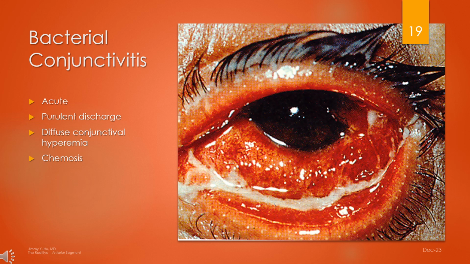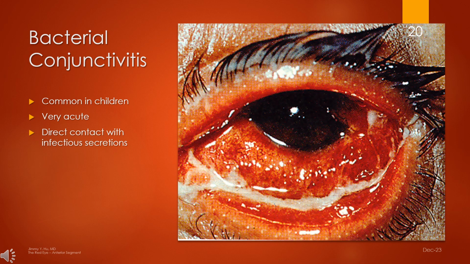Bacterial conjunctivitis is going to be more acute. You'll often find that it develops over the course of maybe 1 to 3 days. It's got a purulent discharge. You'll often have a pretty diffuse conjunctival hyperemia as well as chemosis. Bacterial conjunctivitis is going to be more common in kids. It'll often be affecting just one eye. Maybe after a while it can spread to the other because kids rub their eyes and they're not the most clean. It's often going to be pretty acute, and it's going to spread via direct contact with infectious secretions.